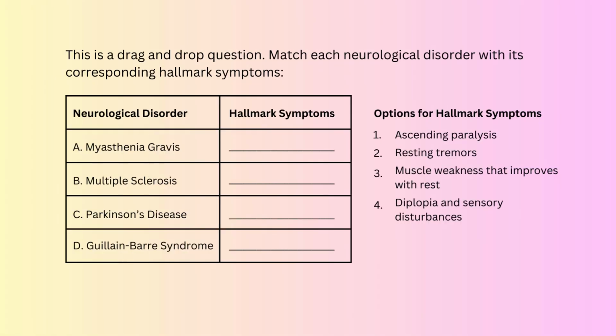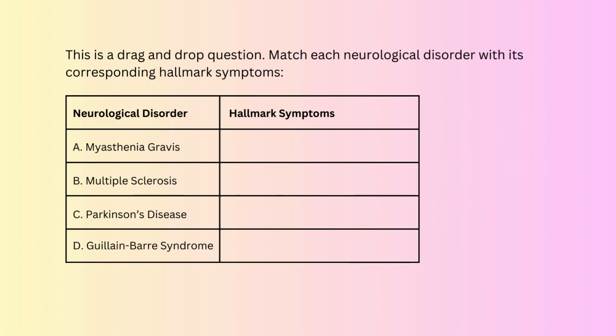Match each neurological disorder with its corresponding hallmark symptoms. Here are the neurological disorders. A. Myasthenia gravis. B. Multiple sclerosis. C. Parkinson's disease. D. Guillain-Barré syndrome. Options for hallmark symptoms include ascending paralysis, resting tremors, muscle weakness that improves with rest, and diplopia and sensory disturbances.